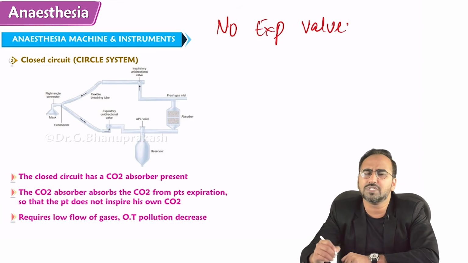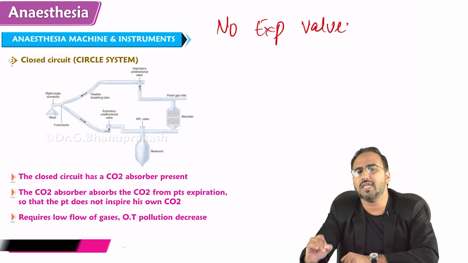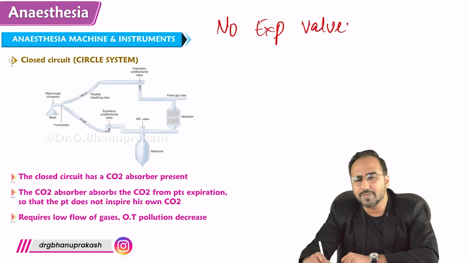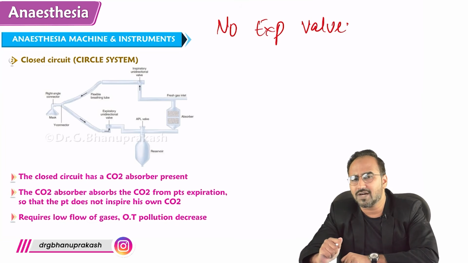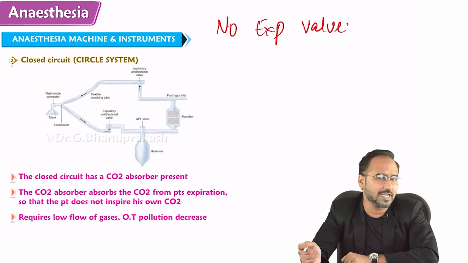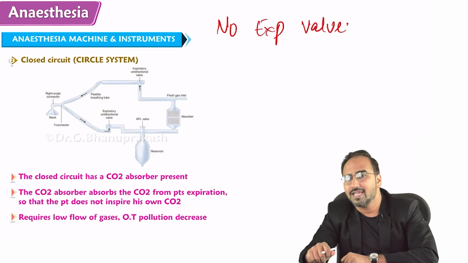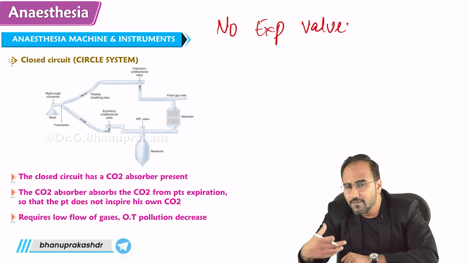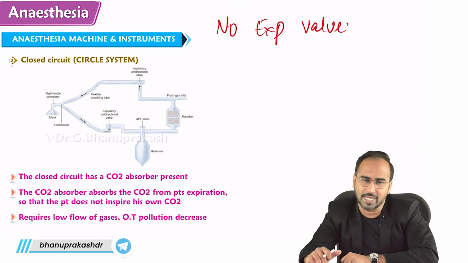Then why are we using it? Nowadays, the most commonly used breathing circuit is the closed breathing circuit only. Why are we using this closed circuit when there is no expiratory valve to let out carbon dioxide? Remember, in the closed breathing circuit there is no expiratory valve, but in place of the expiratory valve, we have an absorbing chamber.